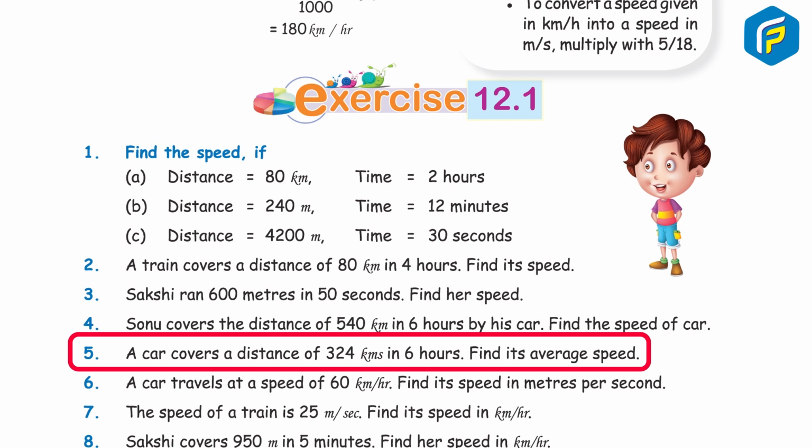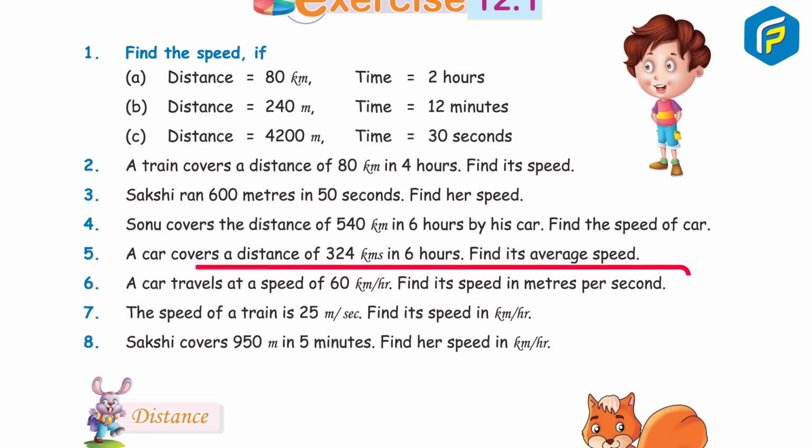Find its average speed. Answer 54 km per hour. Question 6. A car travels at a speed of 60 km per hour. Find its speed in meter per second. Answer 16.6 meter per second.